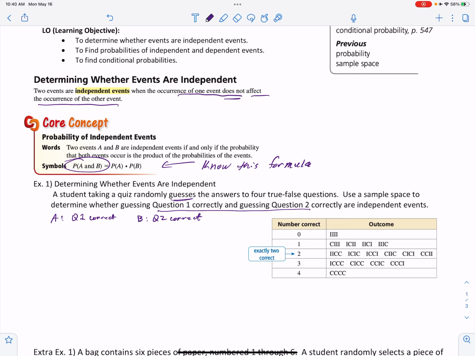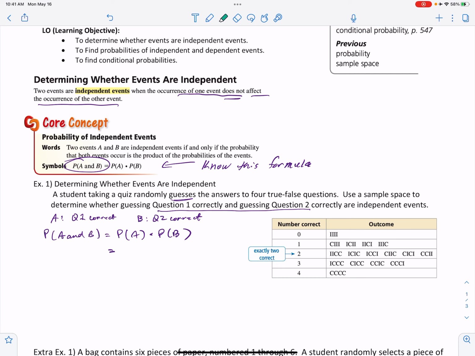And so the probability that they both occur, A and B, so you're getting both question 1 and question 2 correct, these will be shown to be independent if that probability is equal to the probabilities of the individual events multiplied. So, I'm going to work on the right-hand side here first, and I'm going to highlight some things in the chart. A is the event of getting question 1 correct.